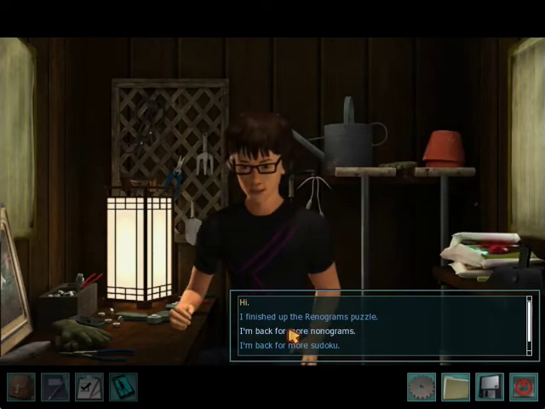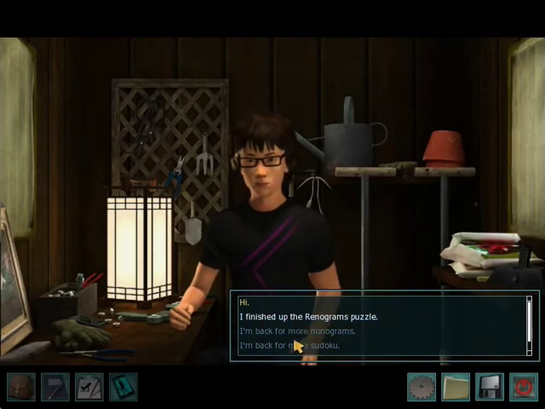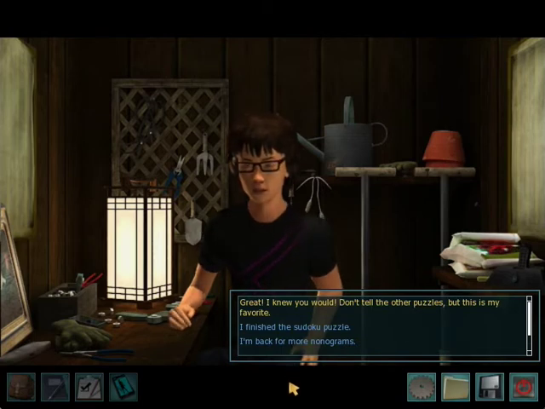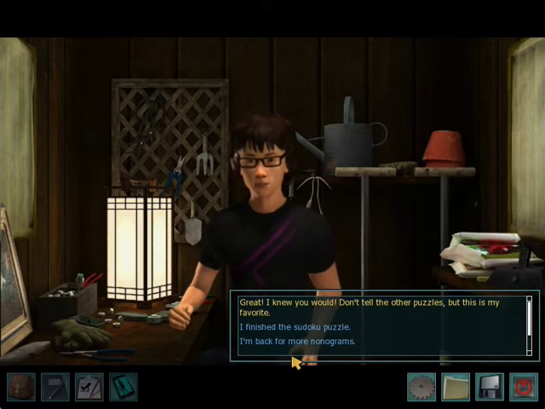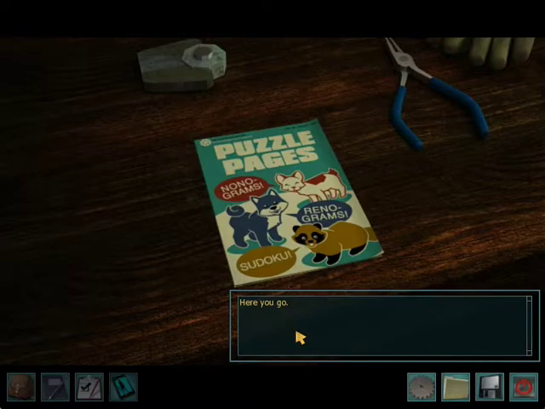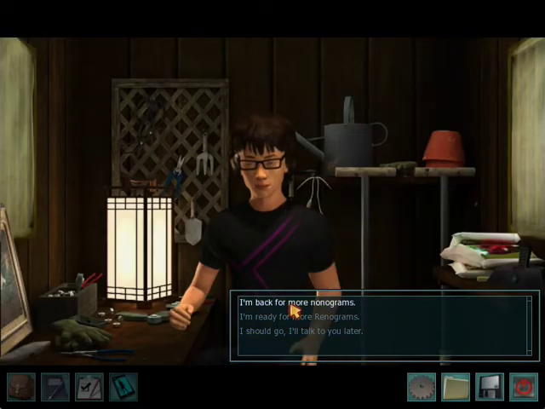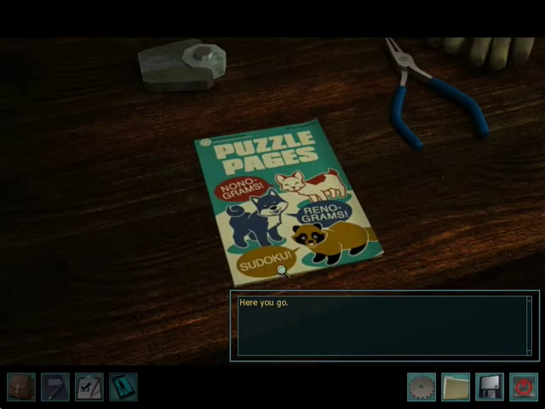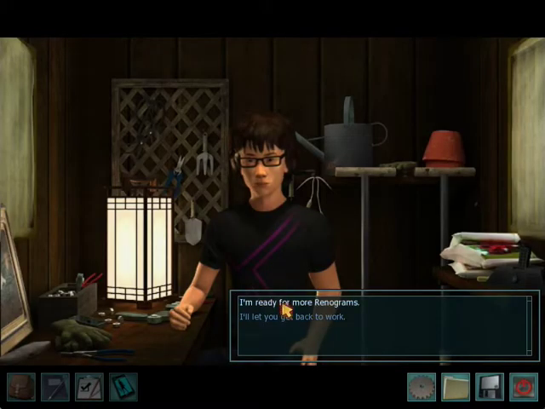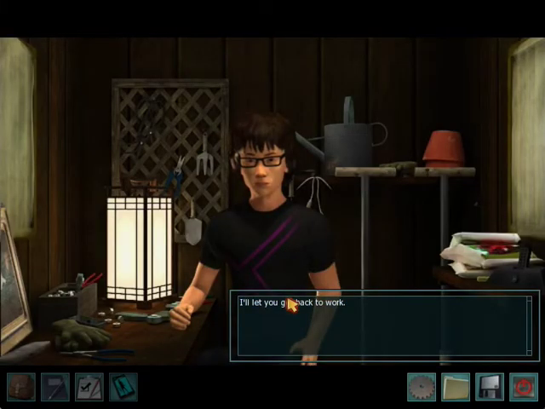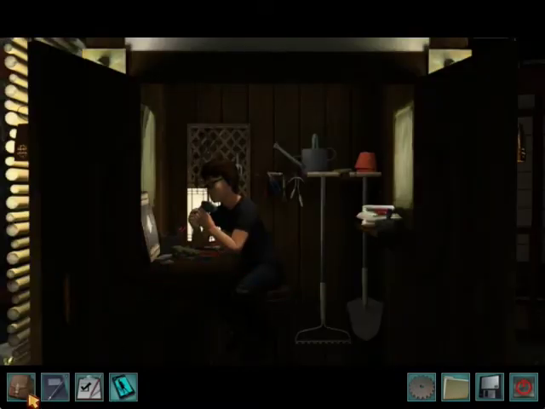Let's ask for more. Hi! I finished up the Renograms puzzle. Great! I knew you would! Don't tell the other puzzles, but this is my favorite. I'm sure the other puzzles would understand. I finished the Sudoku puzzle. Here you go. I'm back for more nonograms. Here you go. I'm ready for more Renograms. Here you go. I'll let you get back to work. Bye. Okay, let's do some more.